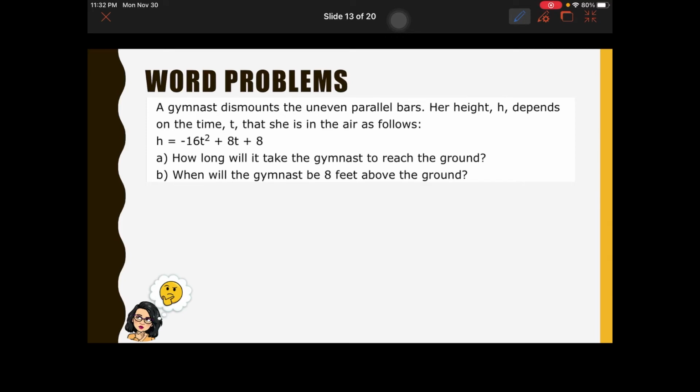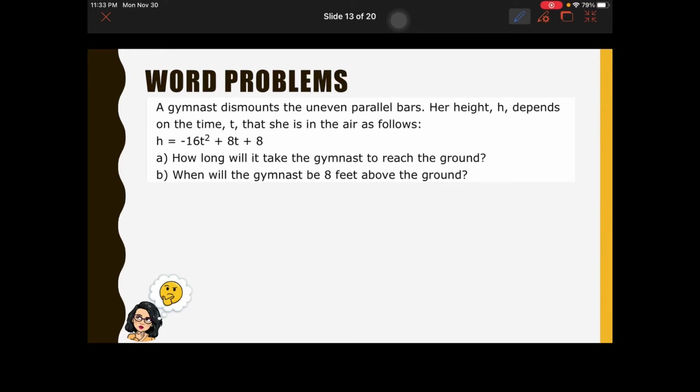So, a gymnast dismounts the uneven parallel bars. Her height, h, depends on the time, t, that she is in the air as follows. So, meron po tayong formula or expression for h in terms of t. H is equal to negative 16t squared plus 8t plus 8. And then we have two questions. How long will it take for the gymnast to reach the ground? And when will the gymnast be 8 feet above the ground?